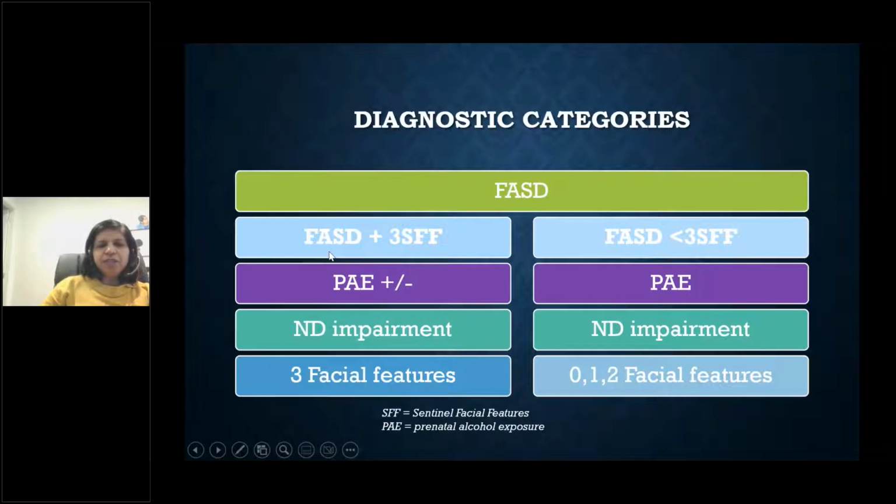Now, moving on to the diagnostic criteria. So, as you can see, you can diagnose fetal alcohol spectrum disorder in two situations. If the three sentinel features, which we are going to talk about in the next few slides, are present with or without available prenatal alcohol exposure, and there is associated neurodevelopmental impairment, then of course you can diagnose it. However, it is also interesting to know that you can diagnose FASD, that is fetal alcohol spectrum disorder, even if the facial features are not present. But in those cases, there needs to be confirmed history of prenatal alcohol exposure and neurodevelopmental impairment. The facial features may be there or may not be there, and not all of them may be there as well.